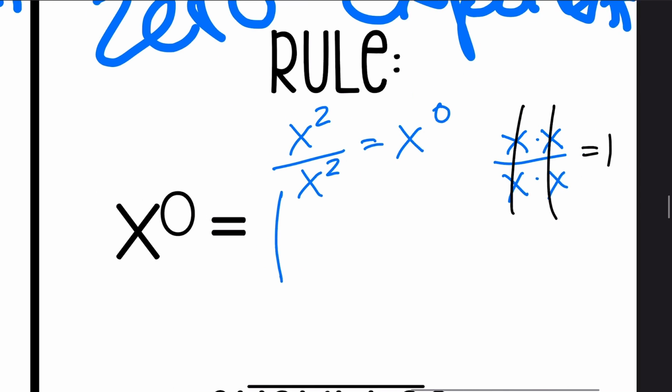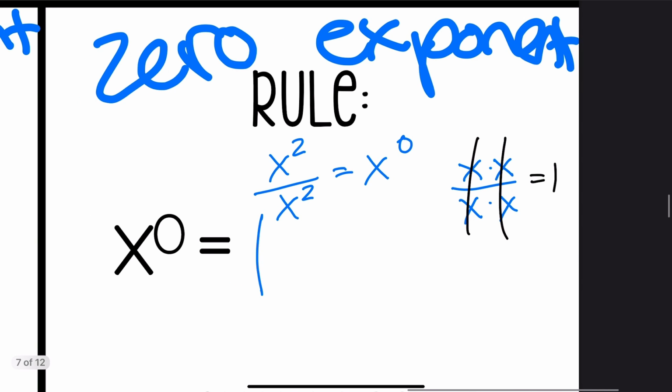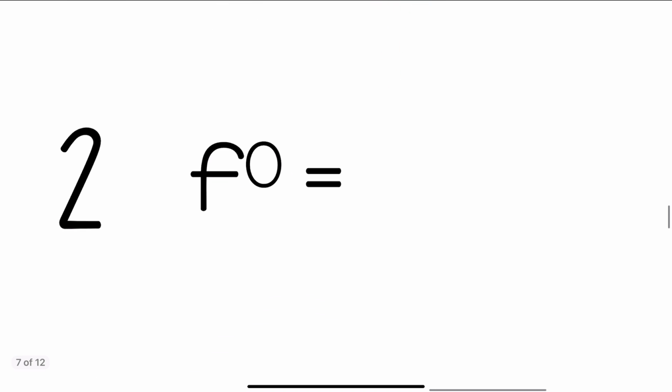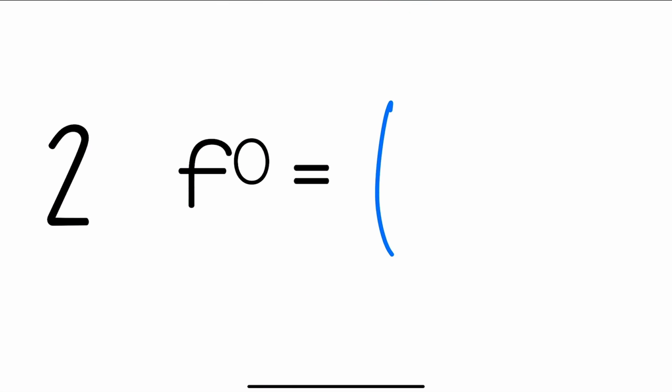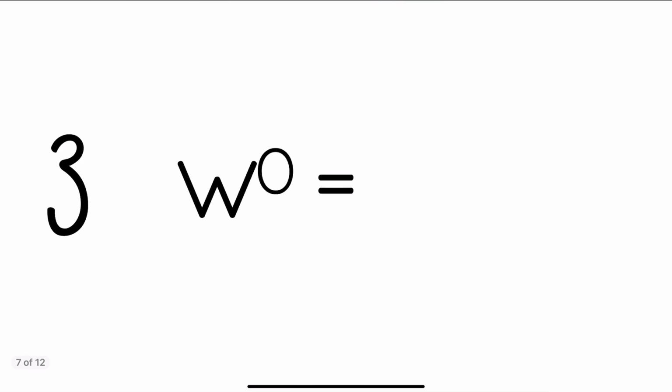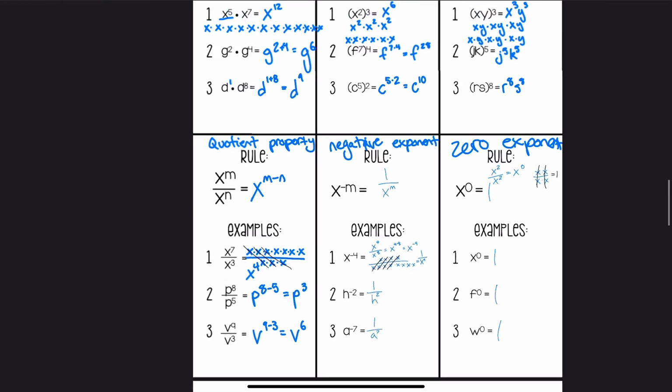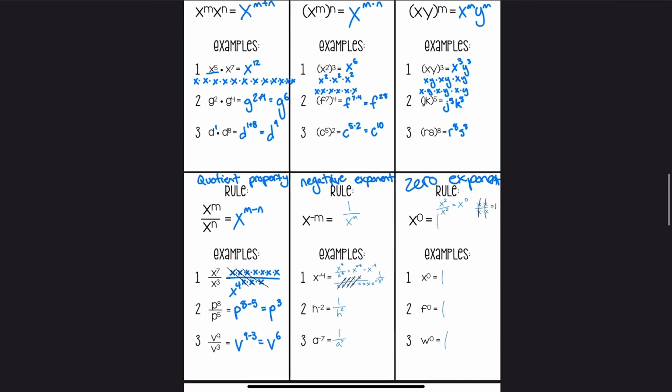So our rule for our 0 exponent is that if you ever see a 0 in your exponent, your answer should be 1, no matter what. So for our examples for this one, this is the same thing. We got x to the 0, that's going to be 1. If we have f to the 0, that's going to be 1. If we have 2 to the 0, w to the 0, that's going to be 1. Always and forever, it will be 1.